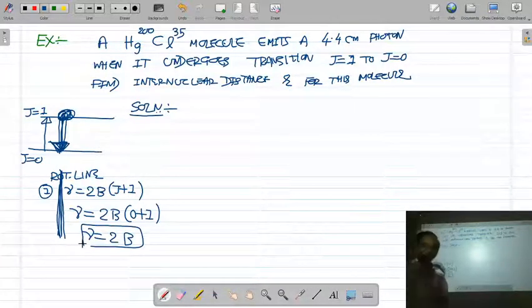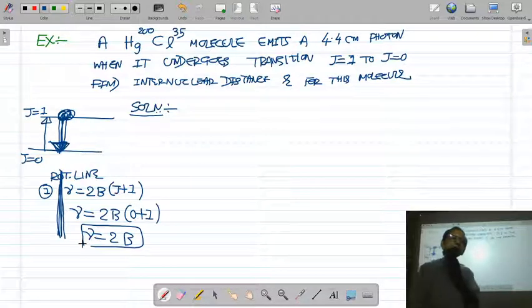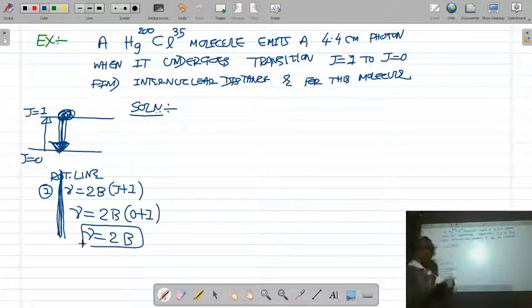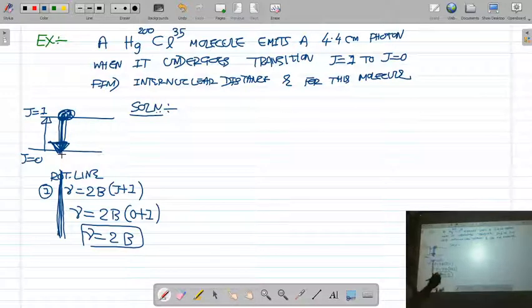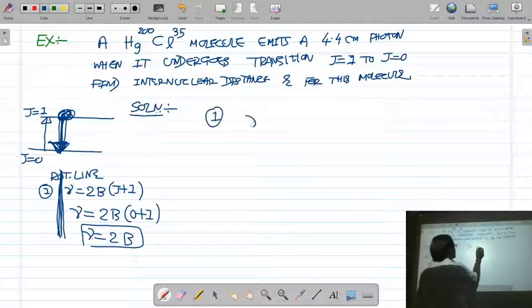In the case of the absorption line, the wave number of the first rotational line was also 2B. In the case of emission spectra, it is also 2B. Only the transition is different. Here, the HgCl molecule makes a transition from the higher level J is equal to 1 to the lower level J is equal to 0. So it is emitting radiation, and the wave number of the emitted radiation is given by 2B(J plus 1). In this transition, the lower quantum number is 0, so the wave number of the emitted rotational line will be 2B(0 plus 1), that is mu is equal to 2B.